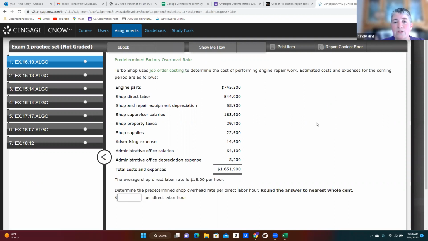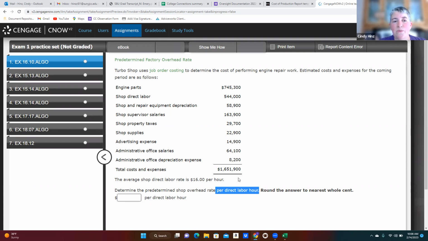As I said, the first step is before you're even making the product, you calculate that overhead application rate. You have to decide what you're going to use as the cost driver. That is the way that you are going to spread out or allocate those costs, those overhead or indirect costs, to your product. And so for this particular company, we can see that they're using direct labor hour as their allocation base.